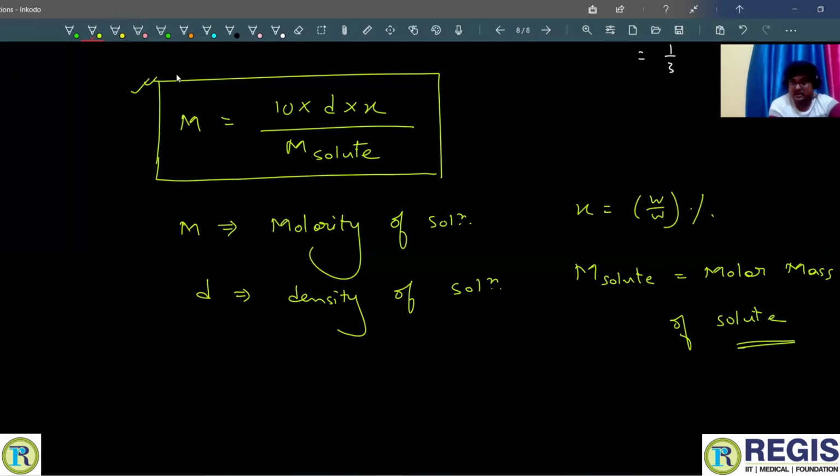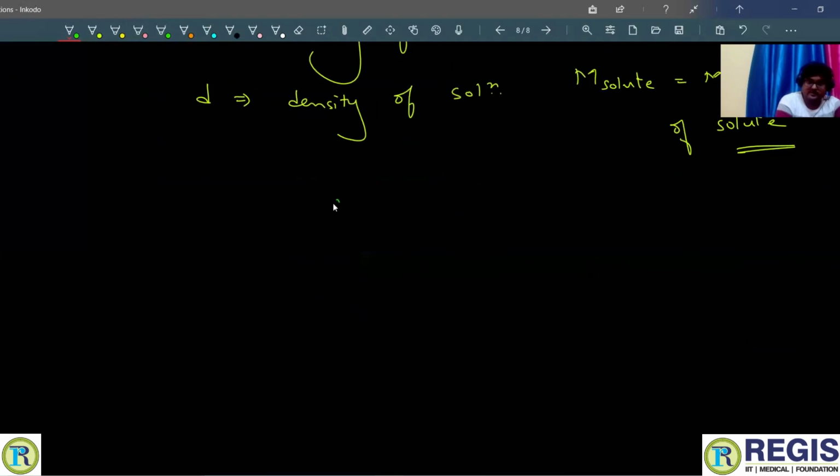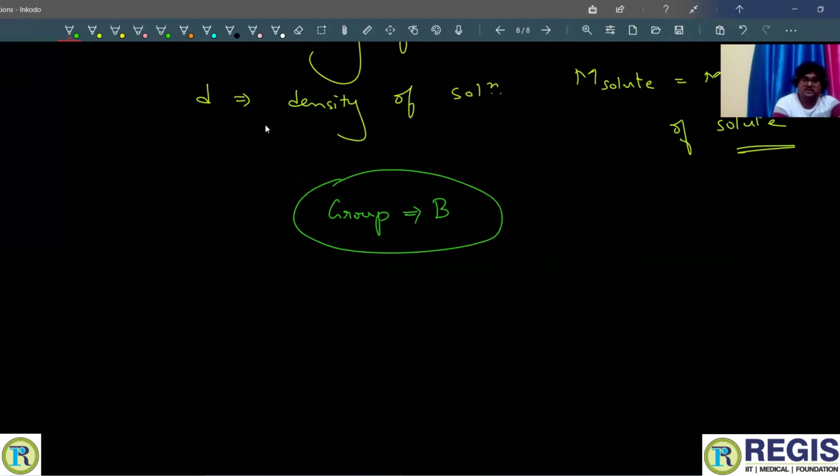Next part is Group B, the concentration terms. Today I will complete all the concentration terms. From next class we will start the purely solution chapter, whatever is present in your class 12. So write down the next part, which is Group B concentration terms, which are temperature independent terms. First, percent by mass, or you can write weight by weight percent.